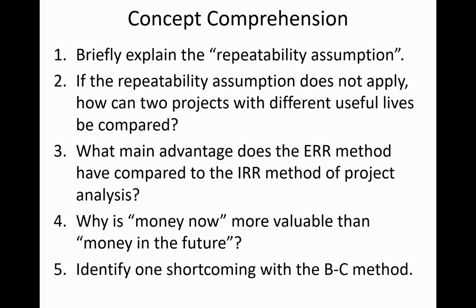All right. Identify one shortcoming with the B to C method. Anybody even remember what B and C stand for here? Seems like so long ago. Benefit cost method. That's exactly right. And so what's a shortcoming of that, Zachary? What's so bad about B to C? Or like, what's a weakness or a difficulty?